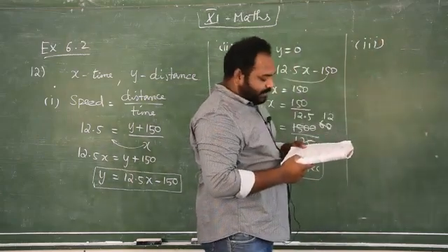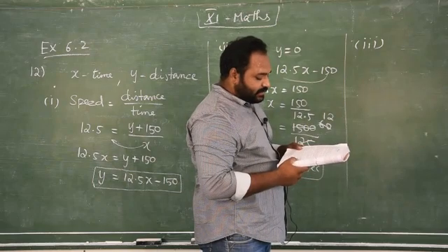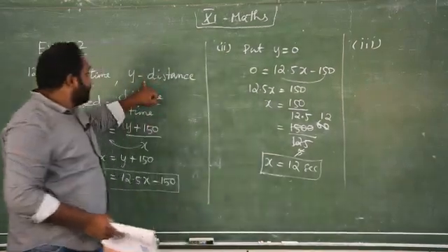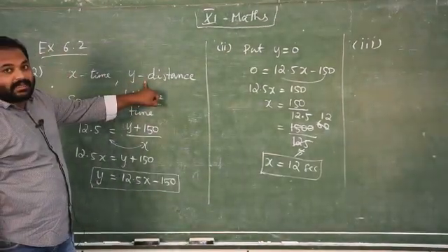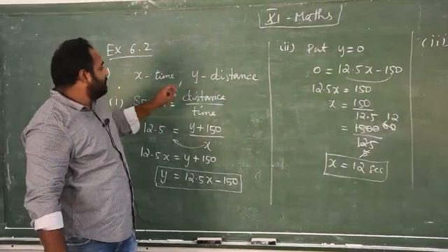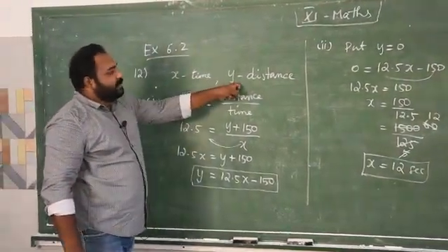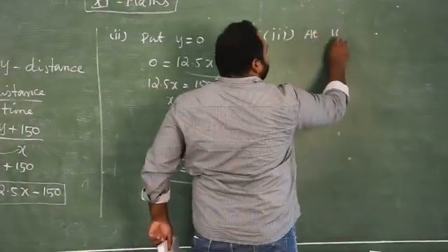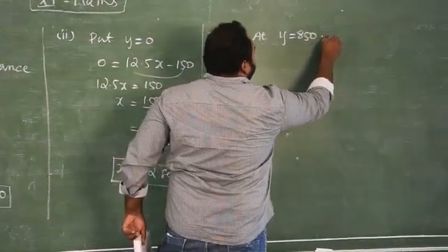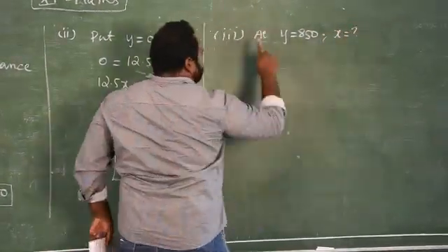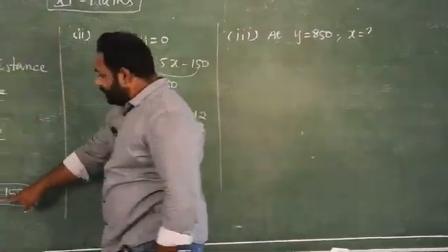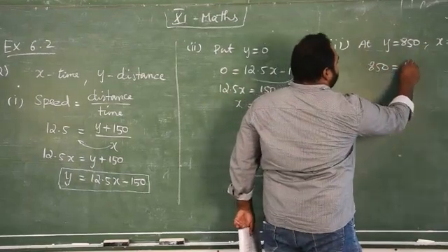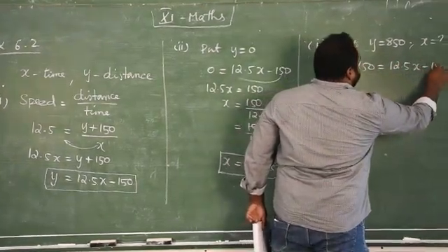Third subdivision answer: the question is time taken to cross the bridge of length 850 meter. Here we have taken length as y. So they are asking for time taken x when the length is 850 meter. So at y equal to 850 meter, what is x? The same thing we apply in the formula, we will get the answer. So 850 equal to 12.5x minus 150.